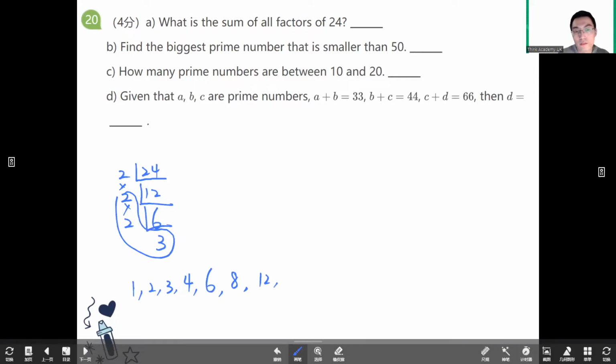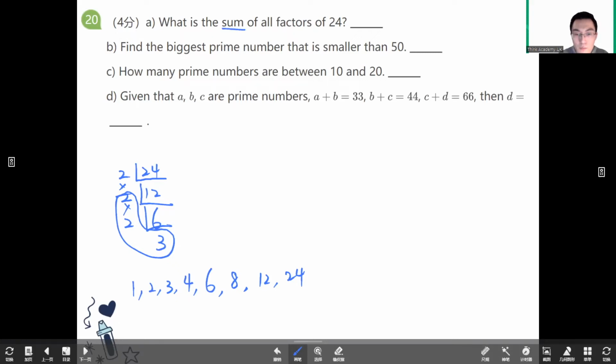No, that requires 2 to the power of 4. We don't have another 2. Then the next one, so you repeat this procedure, you will find the last one is 24, which is itself. Yeah, any number is its own factor. So these are all the factors for 24. We just add them up because the question is asking for the sum of all the factors.